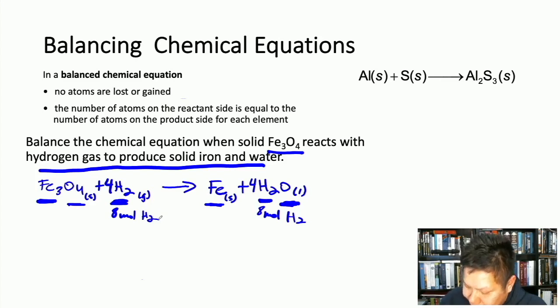Cool. Now we're left with balancing the iron. There are 3 irons over here, right? 3 moles of iron over here. We just need 3 moles of iron over here, and lucky for us, iron is by itself. It's solid, solid by itself. So all we have to do is put the 3 in front of that, in front of the iron. And now we have 3 moles of iron on both sides.